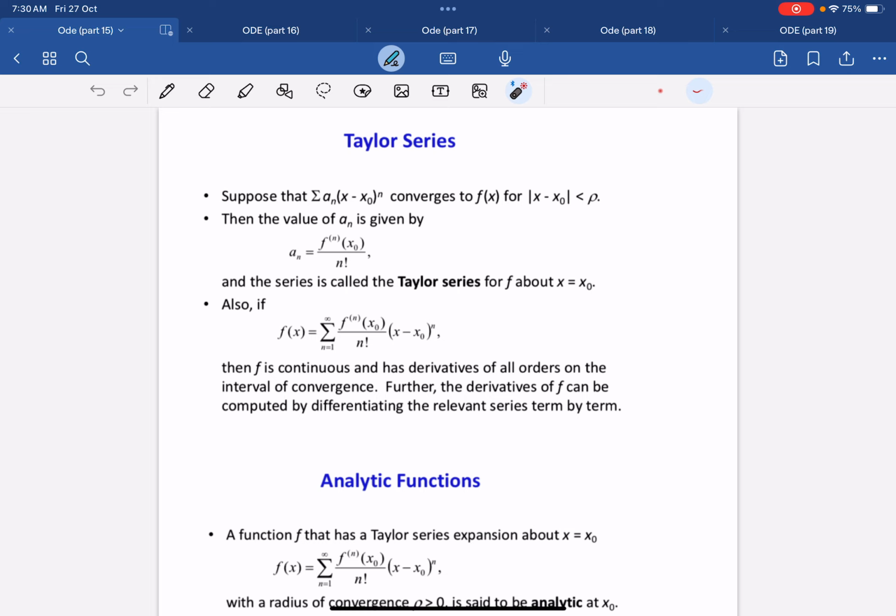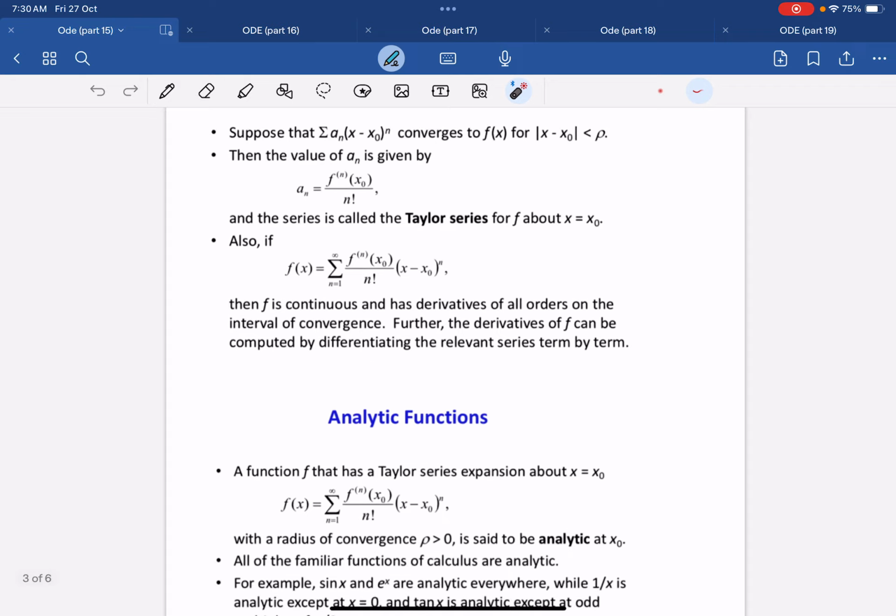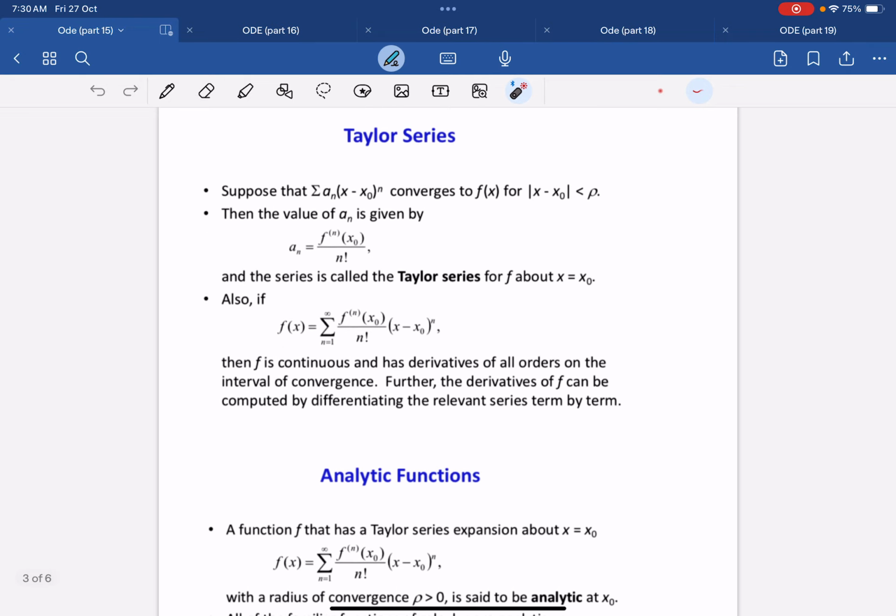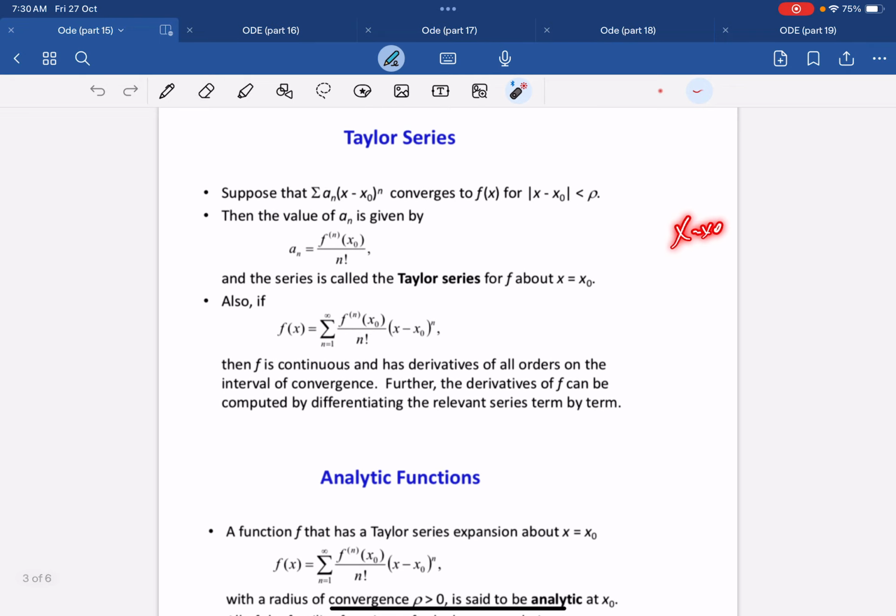Next, we talk about the Taylor series. As we already know, we form the Taylor series by differentiating to get the desired coefficients. And so the Taylor series is given when your coefficients are of the form of the derivatives. These derivatives can be computed by differentiating term by term and substituting in x equals x naught or whatever value.